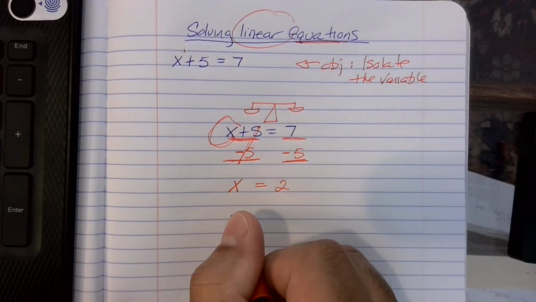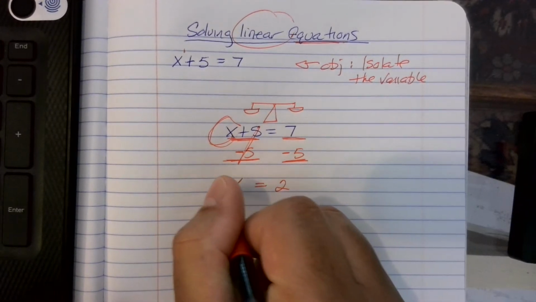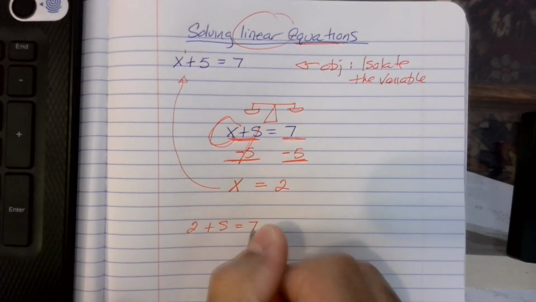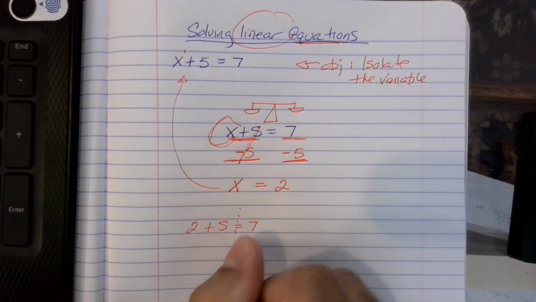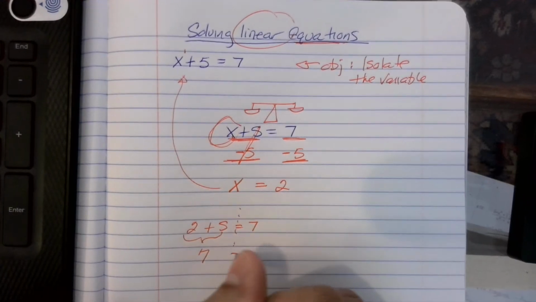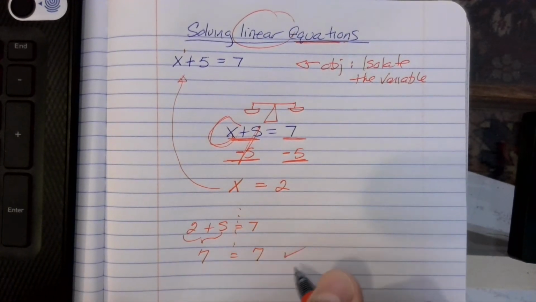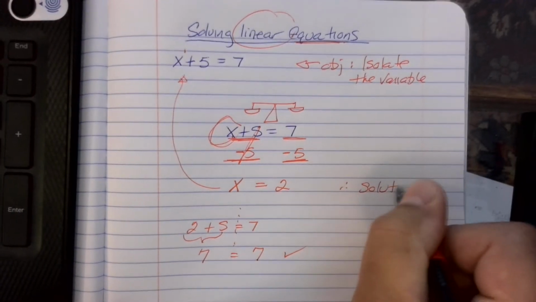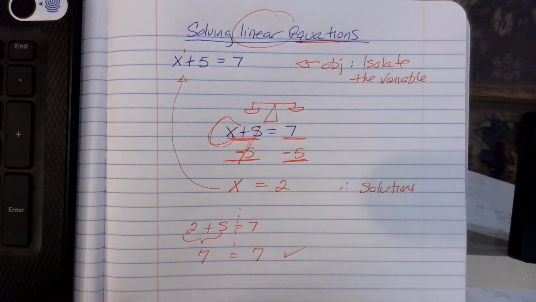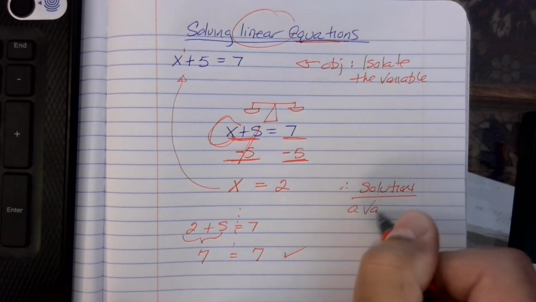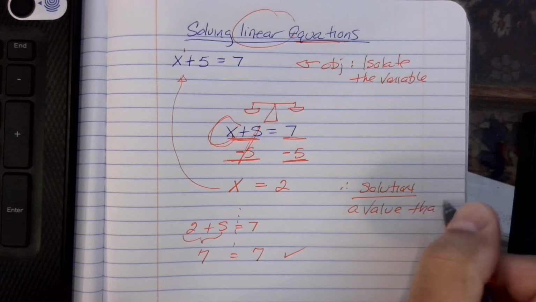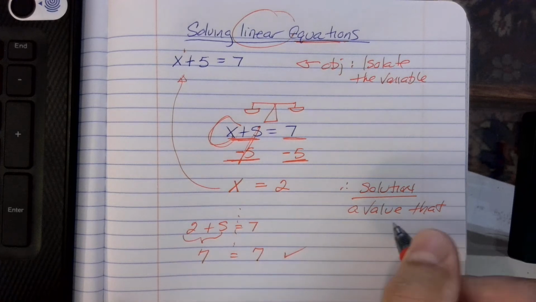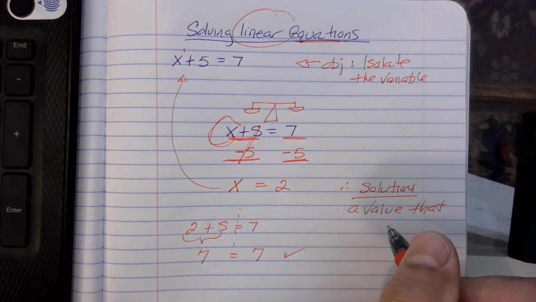We could check this to see if it's true by plugging it in to the original equation. 2 plus 5 is equal to 7. My left side is equal to my right side. This is true. Therefore, this is a solution. A solution is a value that makes the statement true. That's important because sometimes we'll get an x value and we'll plug it back in and it might not check, might not make the statement true. Therefore, it would not be a solution.